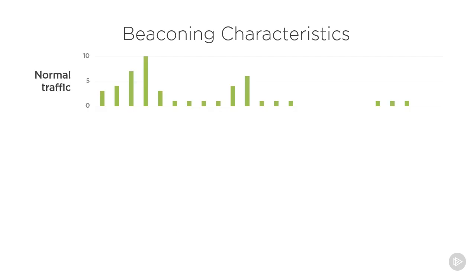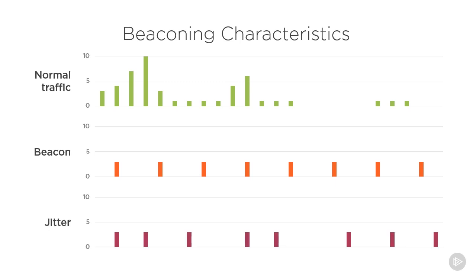Normal traffic does not follow a pattern, and it depends on how much data the user will consume and send across the network. Beacons, on the other hand, have similar size between multiple beacons, and so is the period of time between them. Jitter, as previously mentioned, will introduce some randomness to ensure that beacons are not sent at a regular period.